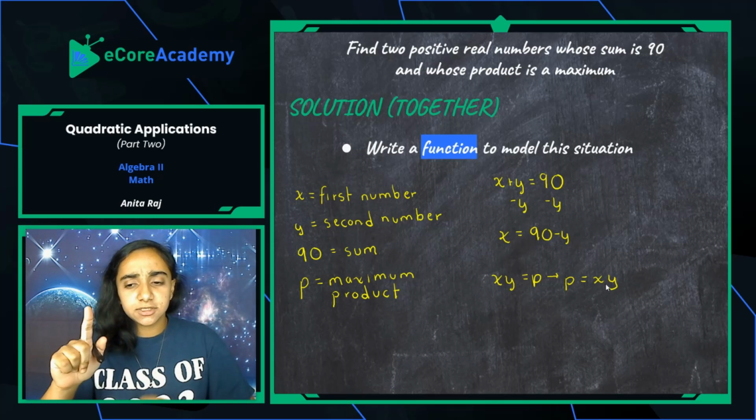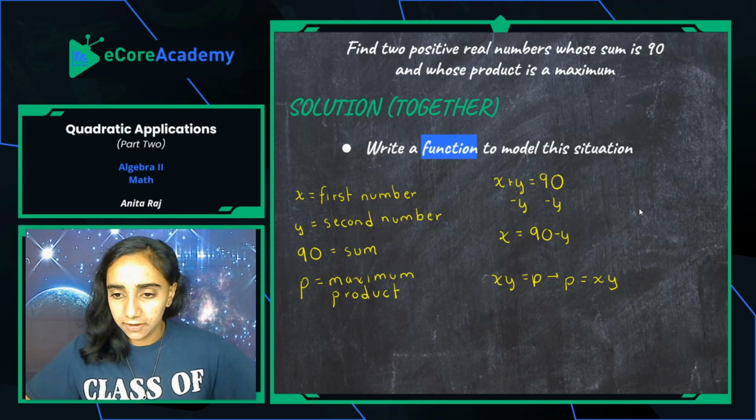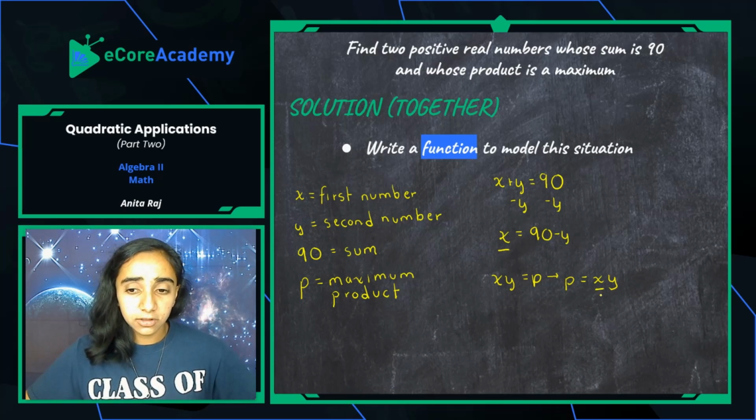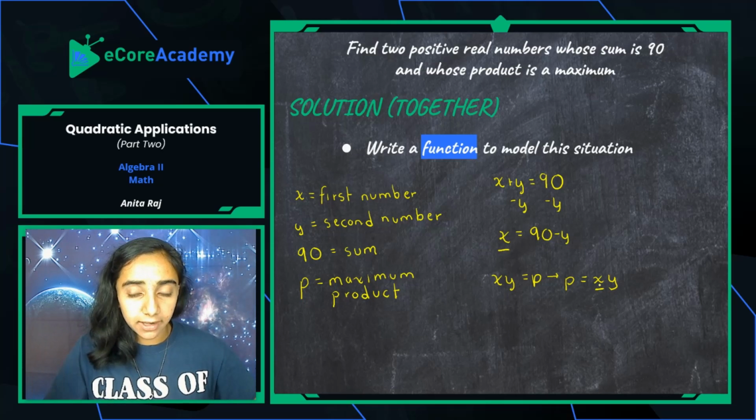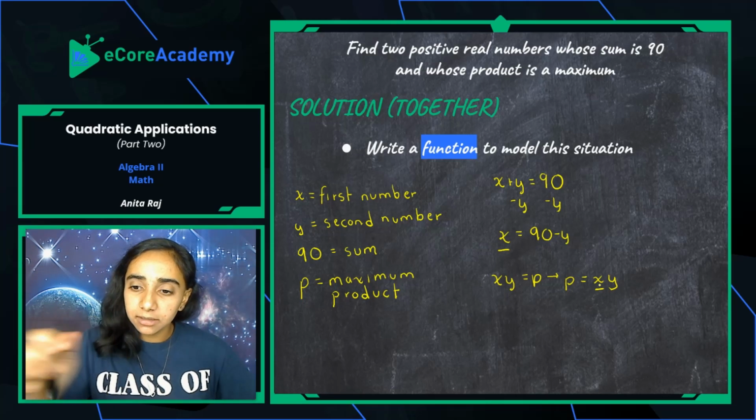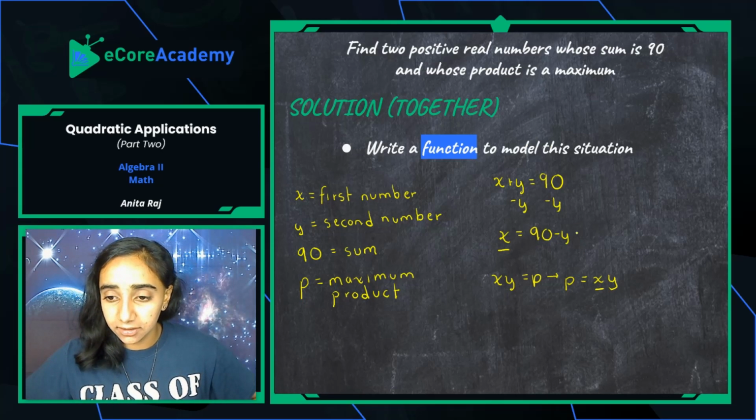Well, if you look at this, p is equal to x times y. Well, look over here. We know what x is equal to. x is equal to 90 minus y. We have an x in this equation as well. So what can we do? We see x is equal to 90 minus y. We can take that 90 minus y and plug it into x in the second equation. So we can plug this in for this.